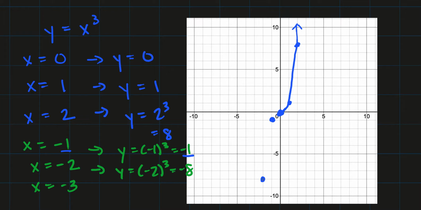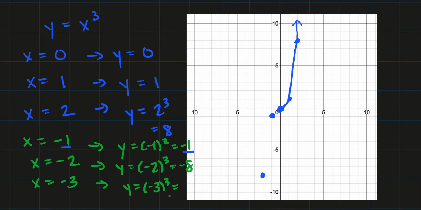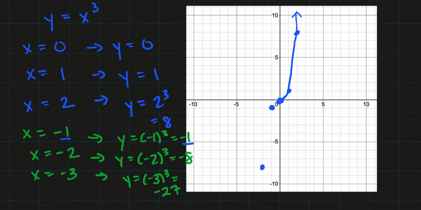And then, of course, you can do this last point. You don't really have to do this one. I think you're going to get an idea of what it looks like. But this is going to be y is -3 cubed. So that's 9 times -3, which is -27, which is way down here. We don't even have to graph that. It's not going to appear on the graph.